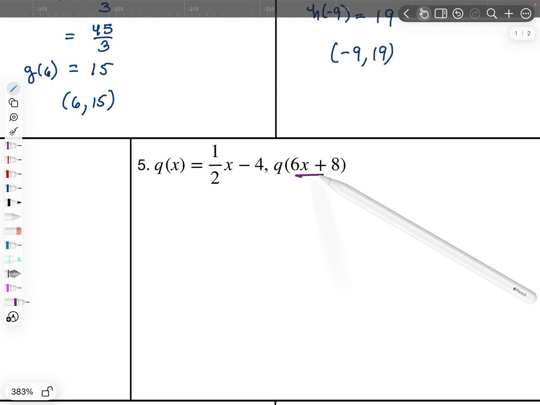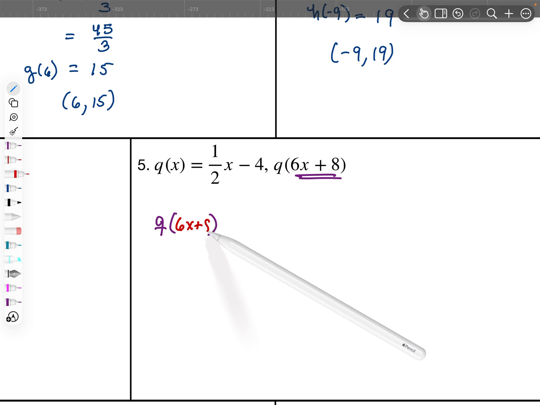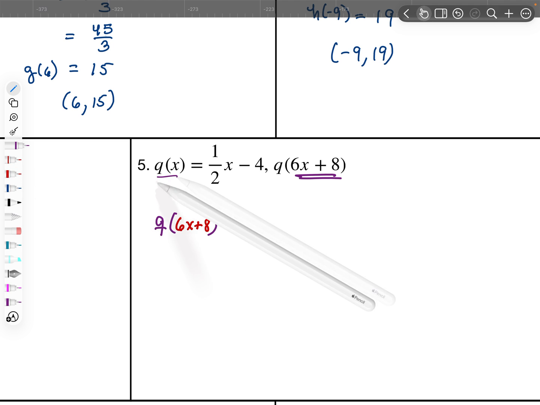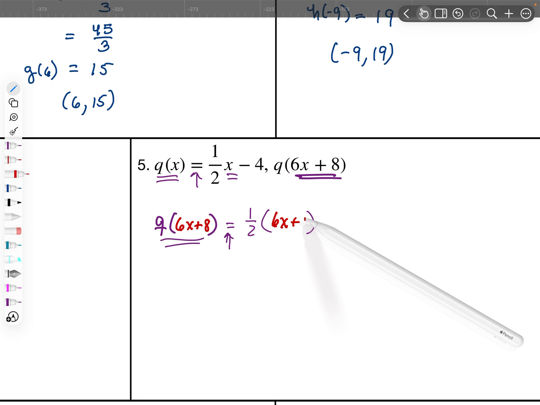Number 5, plugging in 6x plus 8. Now this one we're not going to stop on. All right, we don't have to square the binomial in this, and you'll see why in just a second. So there's my substitution in for x. That's this side of the equation there. Then comes my equal sign. I got a 1/2, but there's an x. So I'm going to replace that x with 6x plus 8.